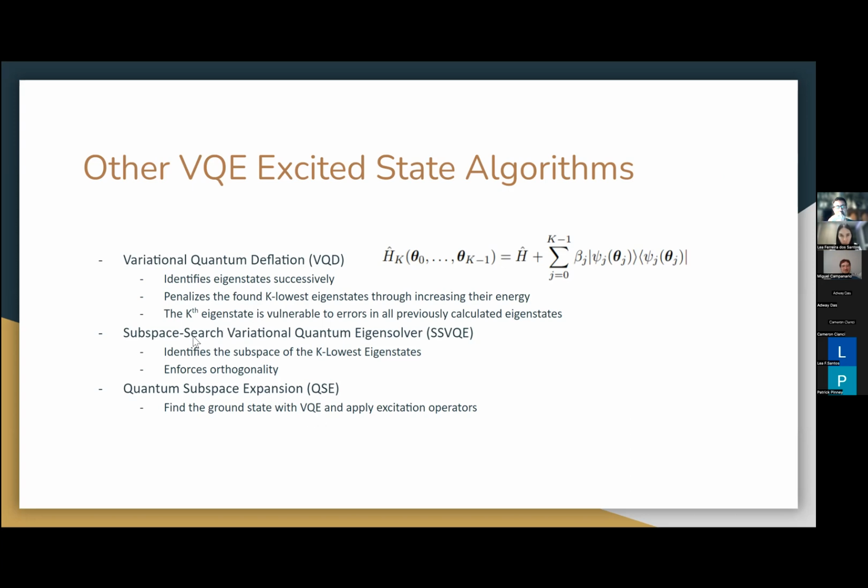But this one, from what I've read, and I don't know too much about it, so I wouldn't be able to answer too many questions, seems to identify and calculate the lowest subspace all at the same time. So you're able to find, like, the lowest 5 energy eigenstates, enforce orthogonality to all of those, and find all 5 of those immediately. And then if you want to find more, you just change it so it has a different K. That's what I've read so far.